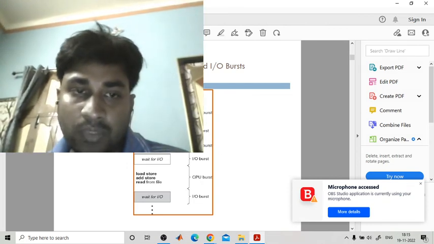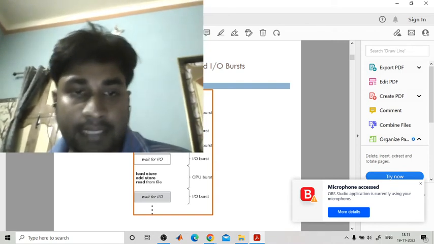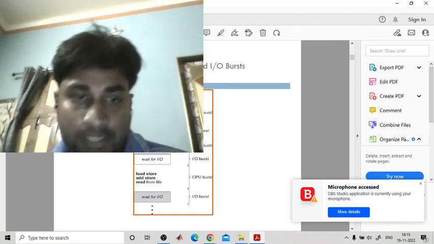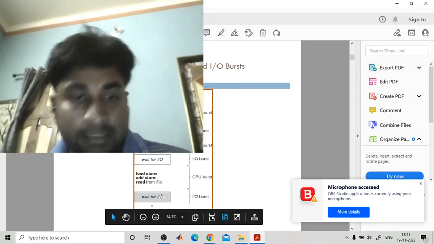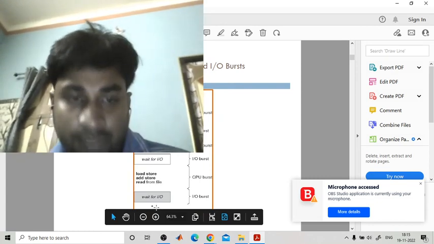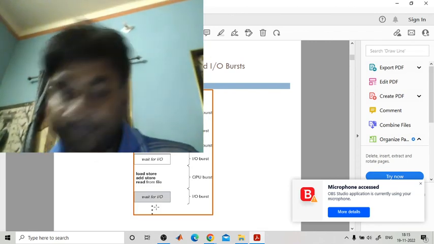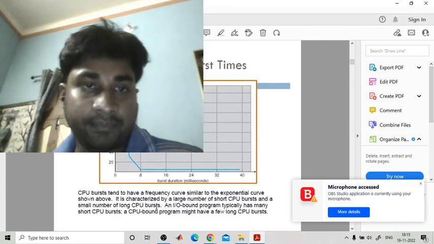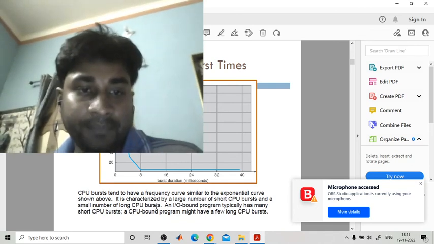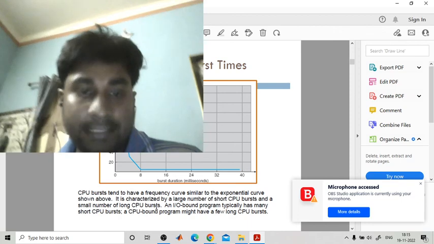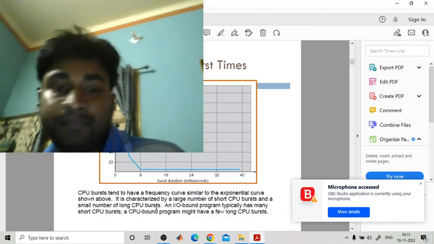You can load some data, read a file, wait for input or output, store or write something, again load or read, then wait for input or output, then again wait for the write, and so on. So one by one, CPU bursts and IO bursts are executed. This is the histogram showing the CPU burst, which has a frequency curve, an exponential curve.